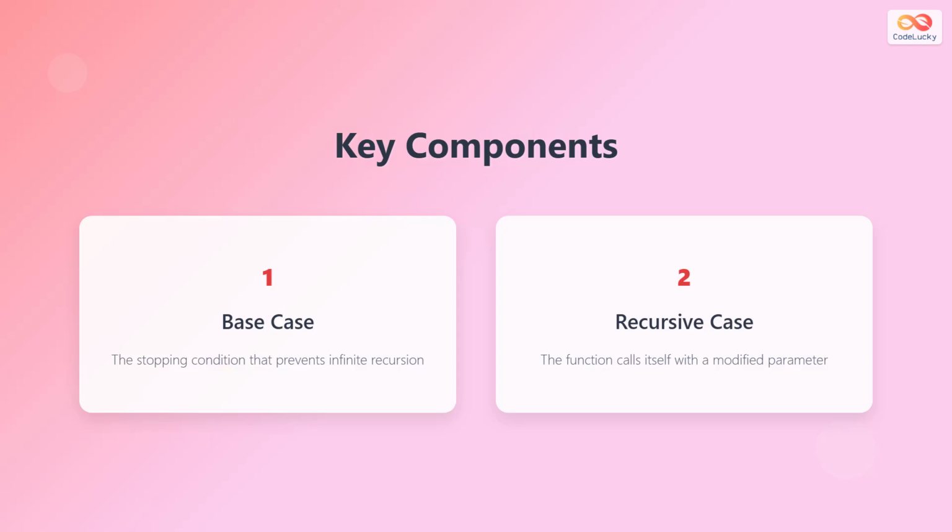Every recursive function needs two key components. Number 1, the base case. This is the stopping condition that prevents the function from calling itself again and again, hence preventing infinite recursion. Number 2, the recursive case. This is where the function calls itself with a modified parameter. This parameter brings the function closer to the base case.